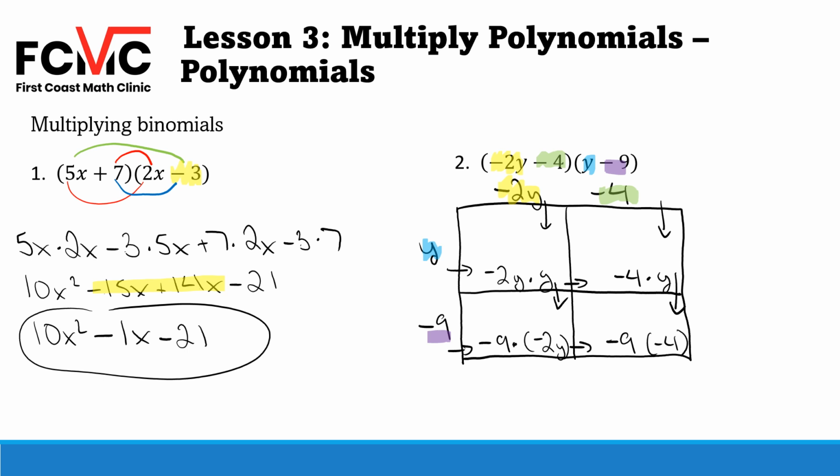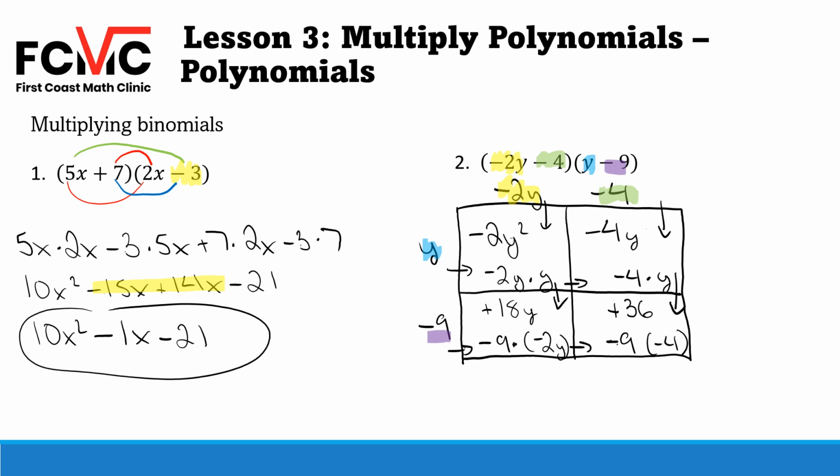So in this top left square, we're going to get negative 2y squared. Top right, we're going to get negative 4y. Bottom right, we're going to get positive 36. Right, negative times a negative is a positive. Whenever I multiply or divide two numbers that are the same sign, the answer is going to be positive. And bottom left, negative 9 times negative 2 is going to be positive 18, and positive 18y.